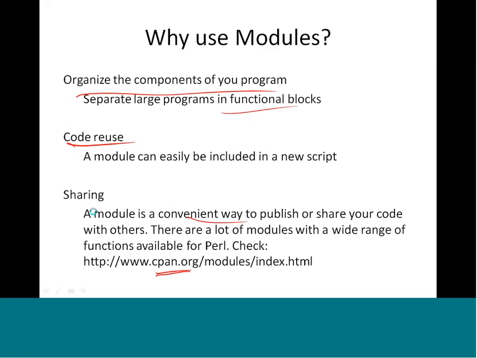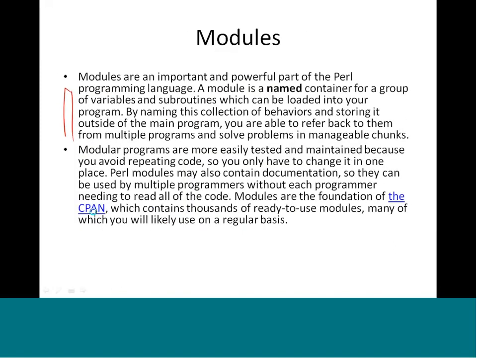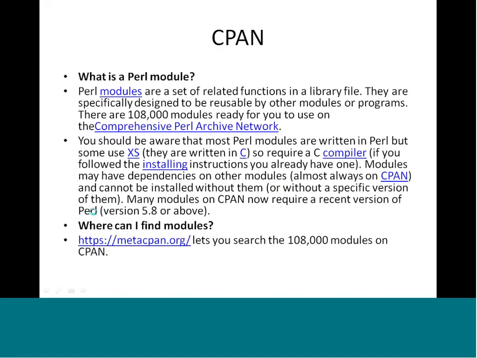The website is given in the previous slide. So now let's look at what CPAN is. Before that, as I mentioned, Perl modules are a set of related functions in a library file. They are specifically designed to be reusable by other modules and programs. Currently, there are about 108,000 modules that are readily available for your use.